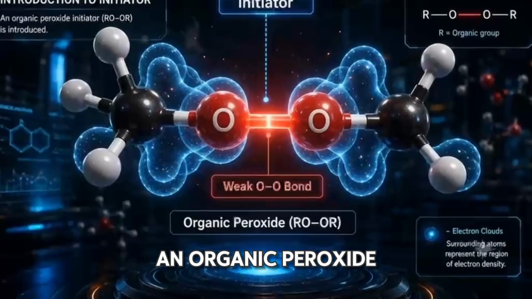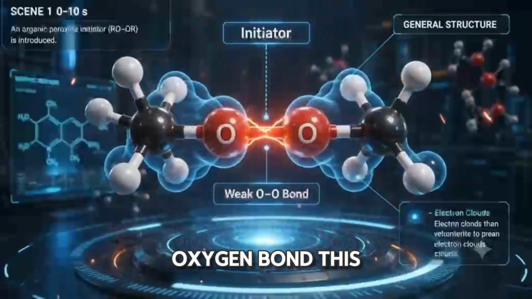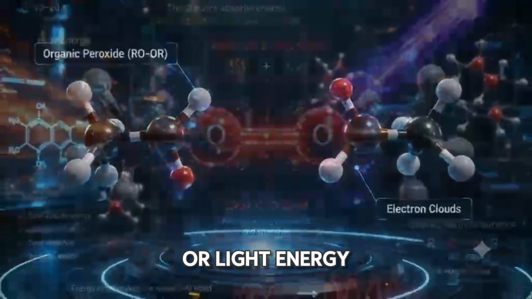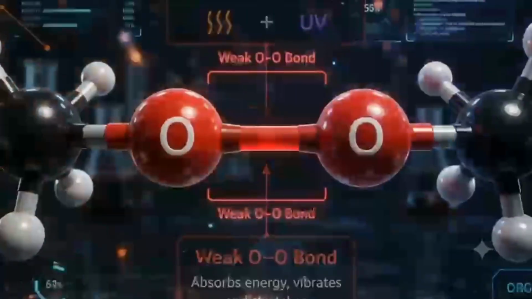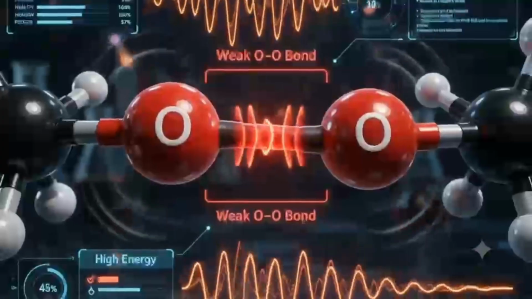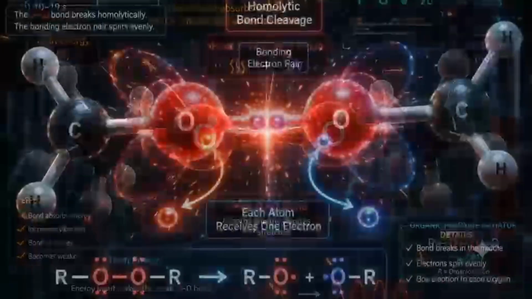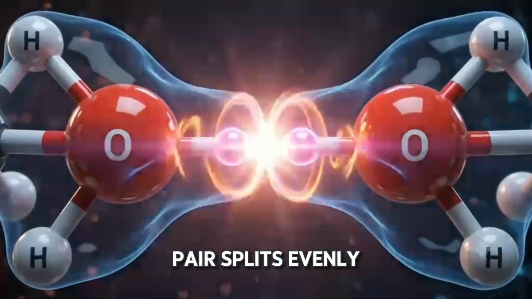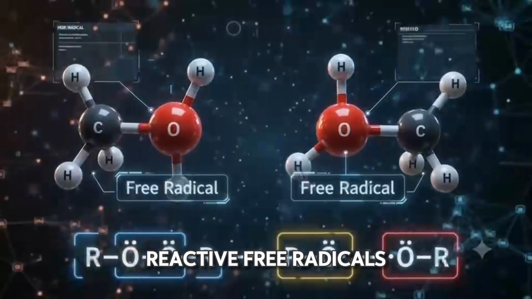An organic peroxide initiator is introduced. It features a notoriously weak oxygen-oxygen bond. This bond is easily broken by heat or light energy. In homolytic cleavage, a shared electron pair splits evenly, forming 2 highly reactive free radicals.